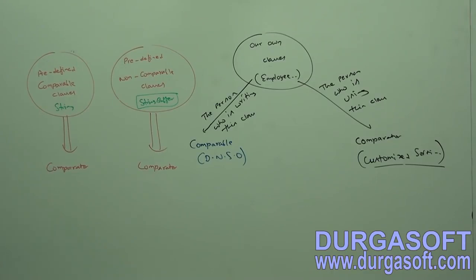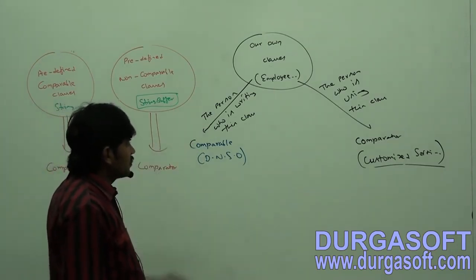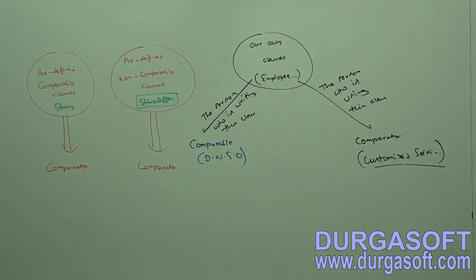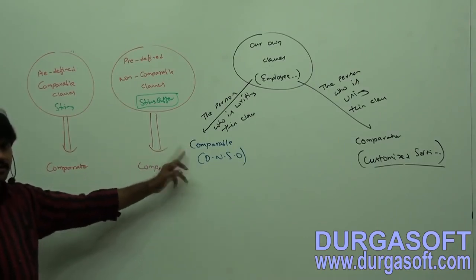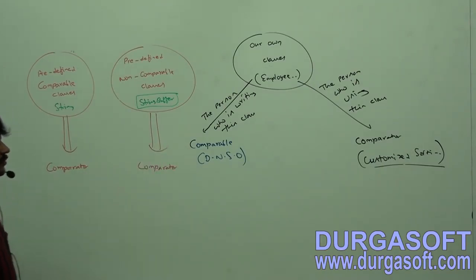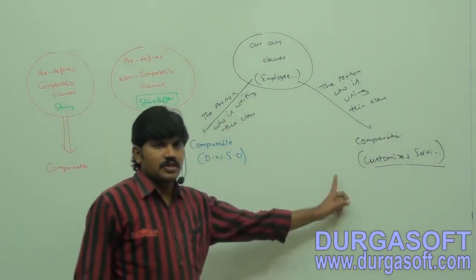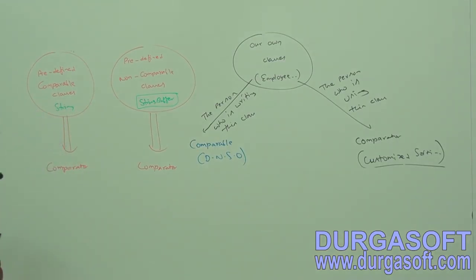For our own classes like Employee, the person who is writing this class is responsible for the default natural sorting order by implementing the Comparable interface. Next, the person who is using this class is responsible for implementing customized sorting by using Comparator.